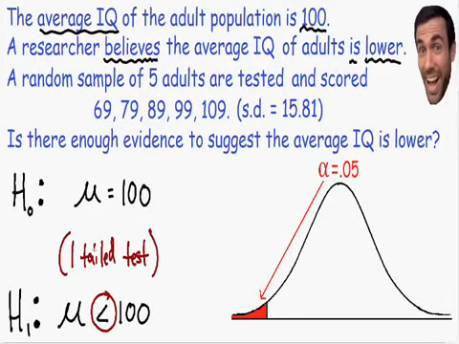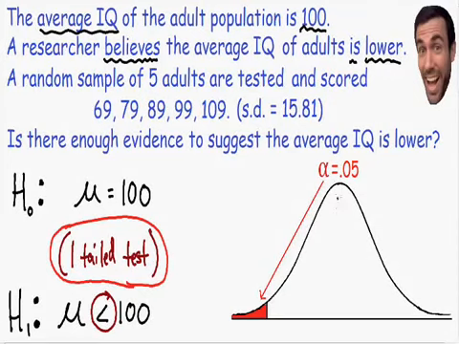And notice how the only tail that I shaded in was the bottom tail. This is because we're performing a one-tailed test. And the reason why I chose to use the bottom tail instead of the upper tail was because the researcher is claiming that the average IQ is lower. He's claiming that it's lower, so the only area of interest is below the average.